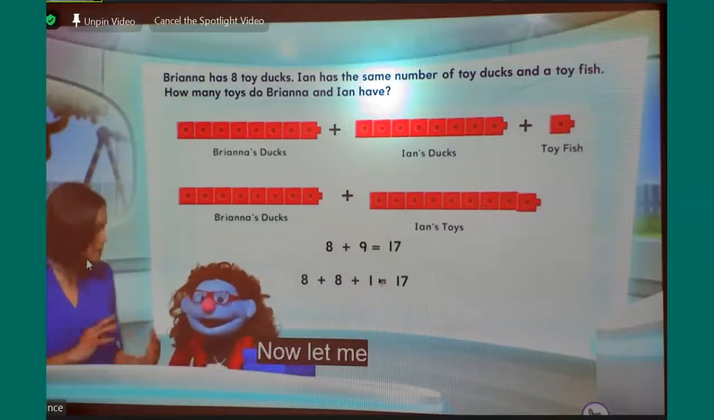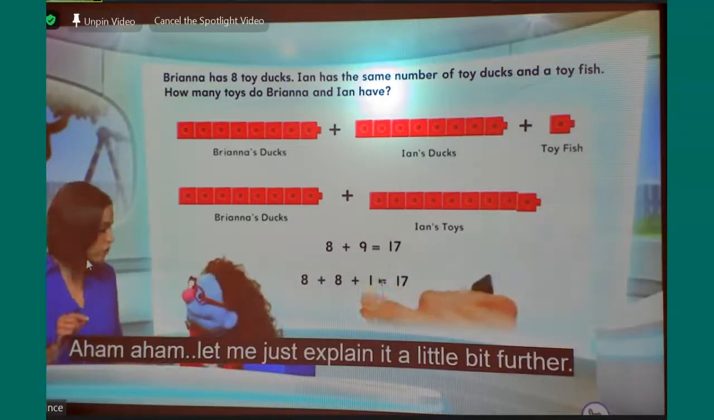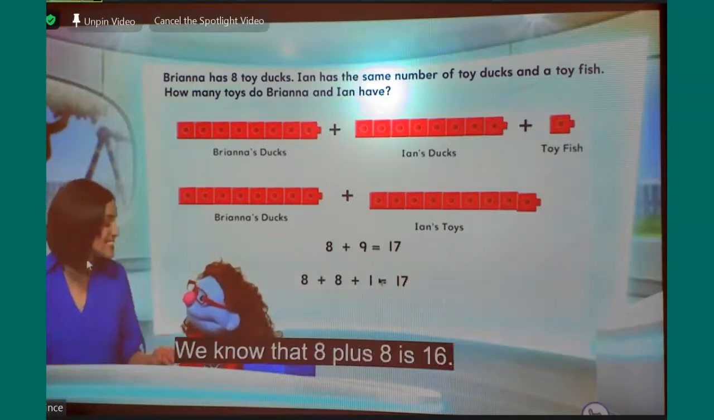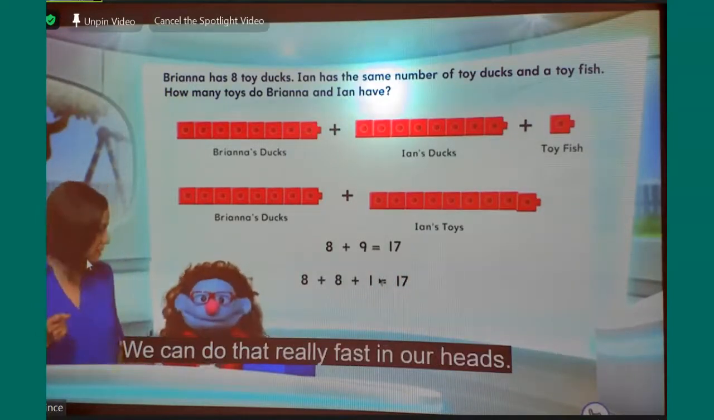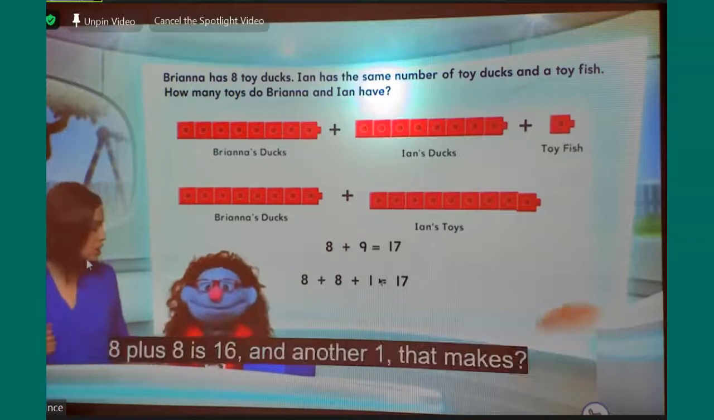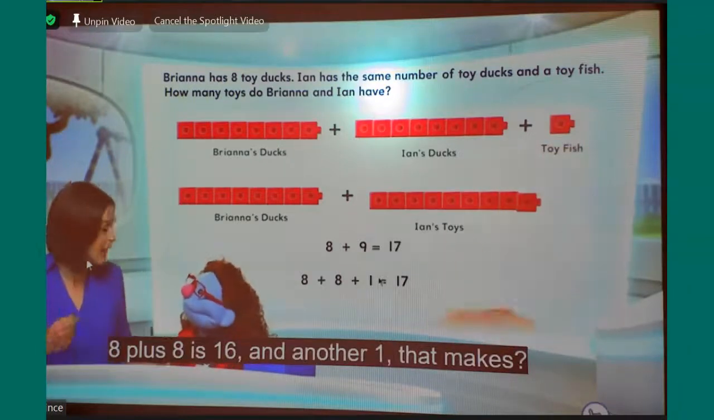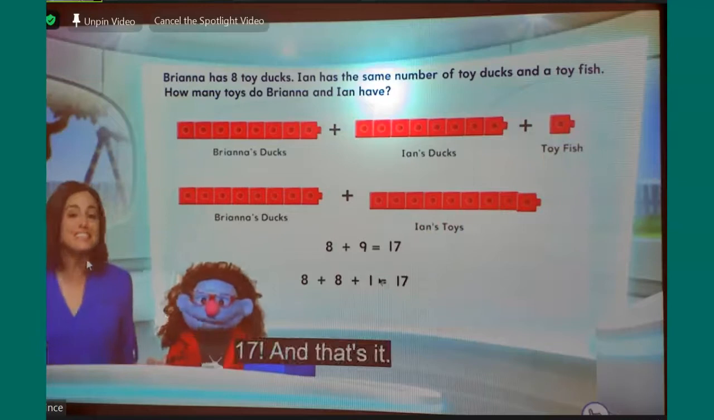There it is. Now let me just explain it a little bit further. We know that 8 plus 8 is 16. We can do that really fast in our heads. Yes. 8 plus 8 is 16. And another 1, that makes 17. 17.